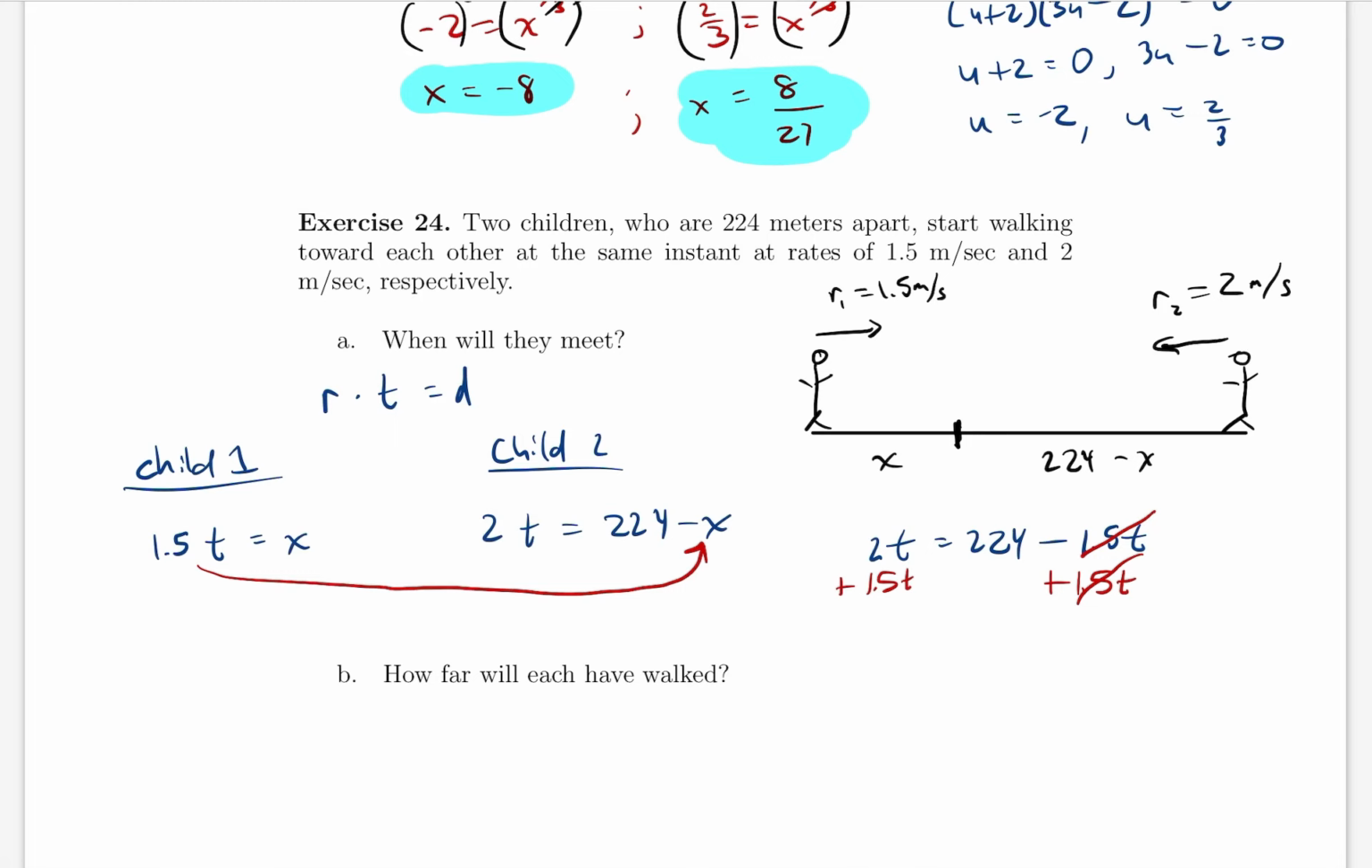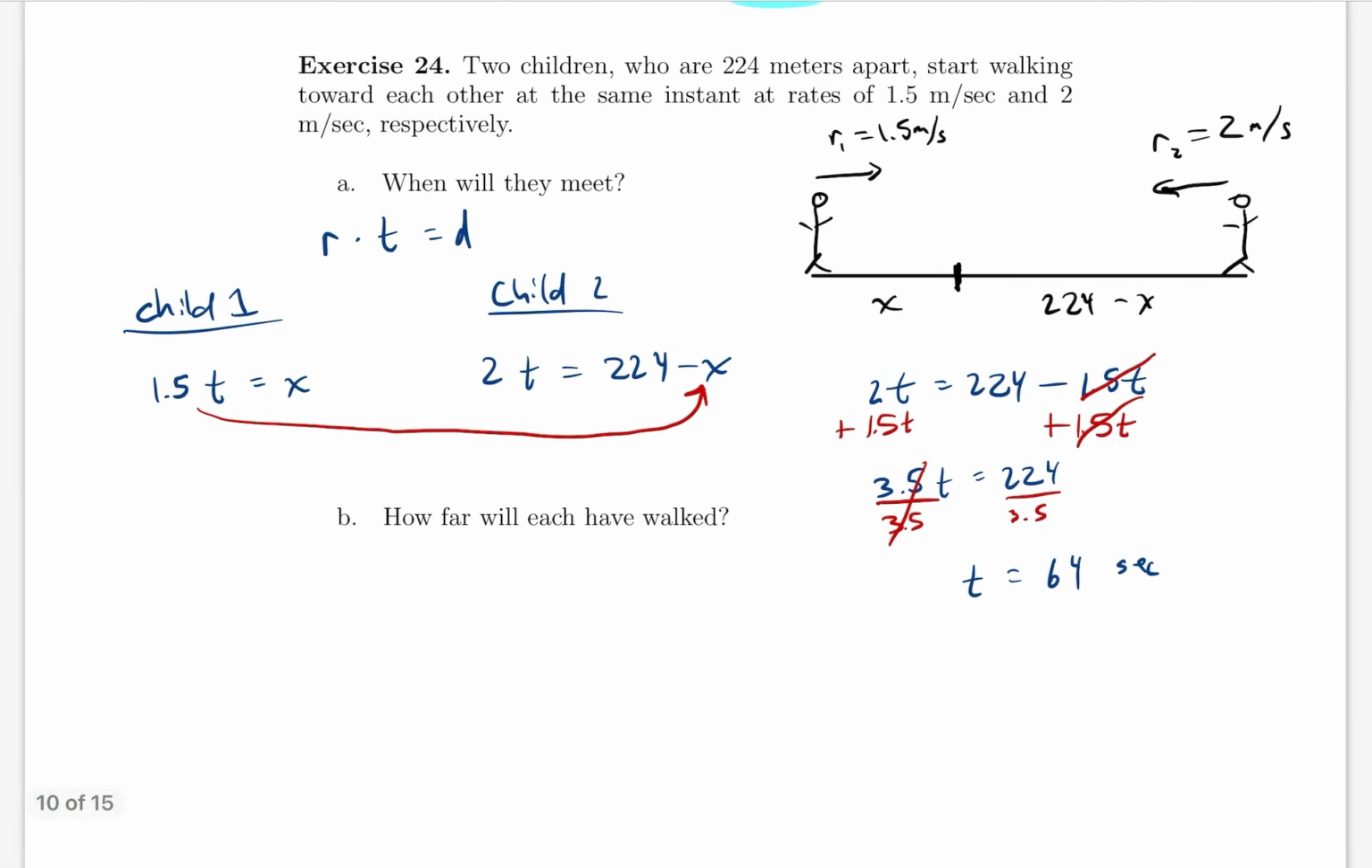And we get 3.5t is equal to 224. Divide both sides by 3.5. We end up with t is equal to 224 divided by 3.5, which is 64. And because the units are meters and seconds, and time is in seconds, that means 64 seconds. That's when they will meet, after 64 seconds.